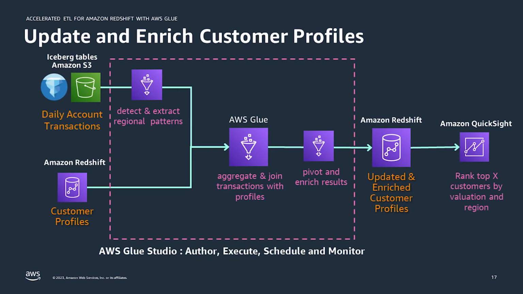AWS Glue Studio and Amazon Redshift allow you to do this in seconds now, giving you the ability to author, execute, schedule, and monitor, all from a simple visual interface, interacting with the data warehouse through a native Spark connector.